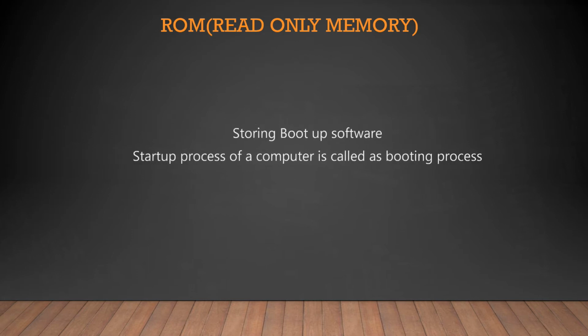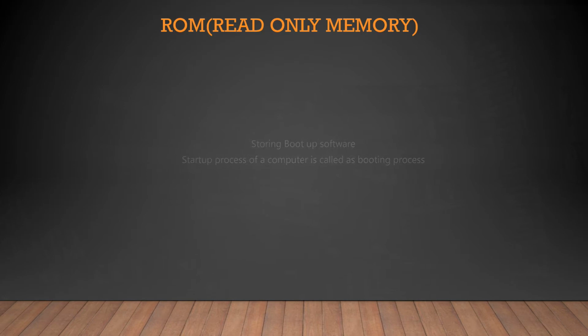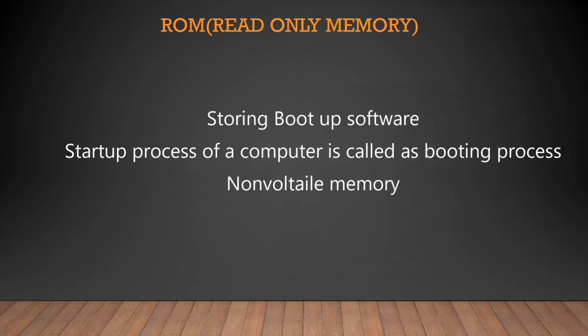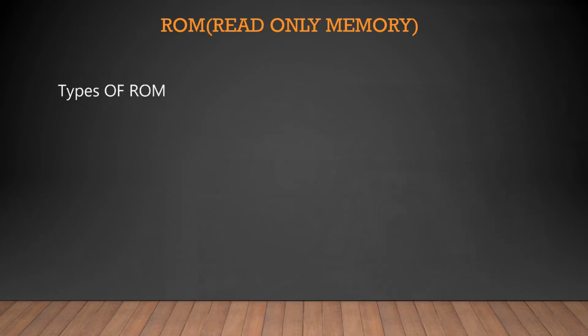The booting process software is stored in ROM. That is, without ROM we can't switch on a computer. This is a permanent storage area, so it is called nonvolatile memory. It is a chip on the motherboard. Types of ROM. First one is MROM.